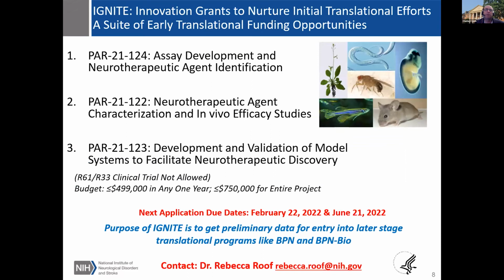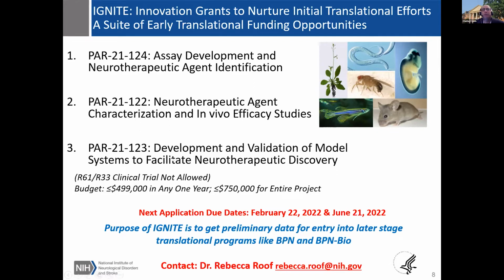The first program I really want to tell you about is an early stage program. It's called IGNITE, Innovation Grants to Nurture Initial Translational Efforts. It's a suite of funding opportunities designed to get you the preliminary data necessary to come into the later stage translational programs like the Blueprint Neurotherapeutics Network or the HEAL translational programs. We'll look at these individually, but they're all designed to get you that robust preliminary data to make for a good application.